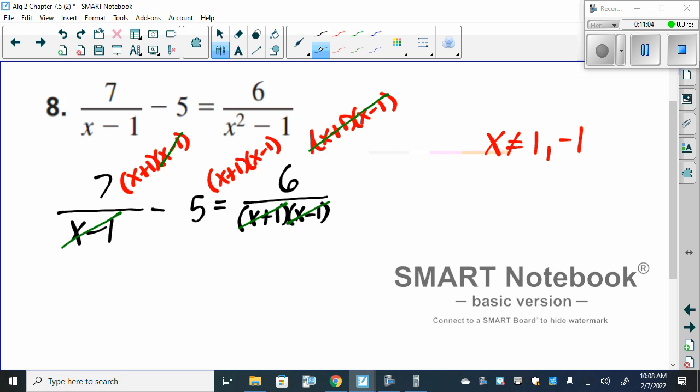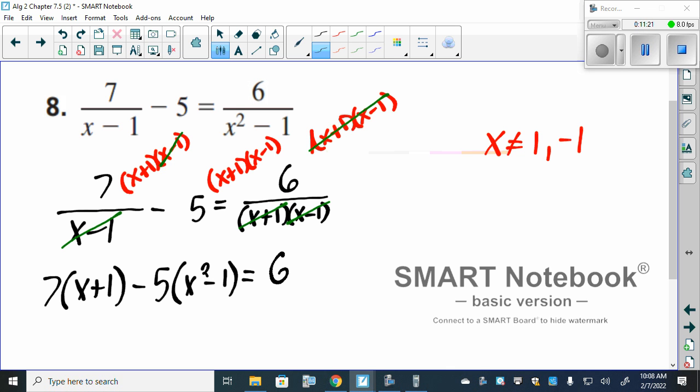Leaving us with, on the first one, we have 7 times x plus 1 minus 5 times, which would be x squared minus 1, is equal to 6. Because it's perfectly fine to have it as x plus 1 times x minus 1. Because if we multiply it back together, we do get x squared minus 1. And the reason we can just say x squared minus 1 as well, we got the x plus 1 times x minus 1 from our x squared minus 1. Those are the factors of it, so we can just put them back together.